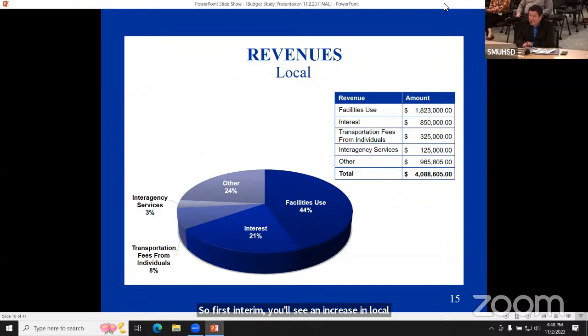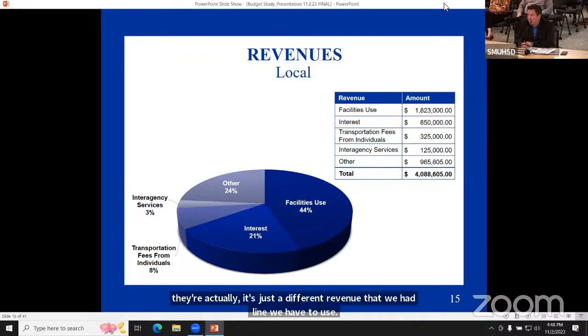Can you touch a little bit on transportation fees? Is that other districts using our bus services and transportation services? Yeah, it's a couple of things. It's also our bus passes from our Foster City buses. Got it. And then interagency services? When other public agencies use our transportation services, it's a different revenue line we have to use. If it's a private company, they go into transportation fees. If it's Burlingame Middle School that's using our services, then it's in interagency services. Got it. Thank you.